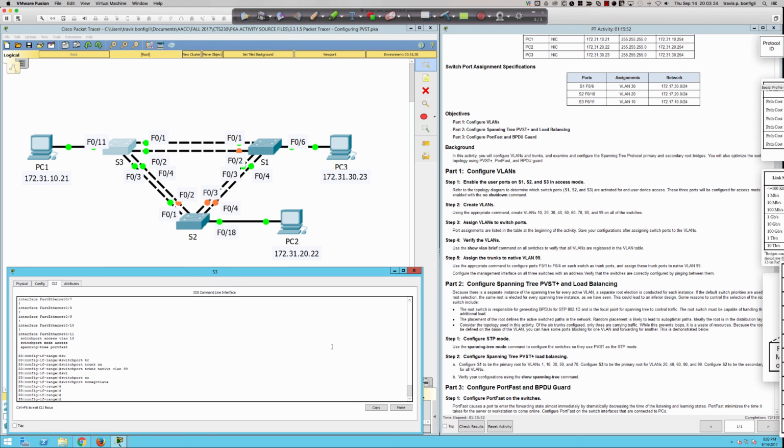So let's test connectivity now. So I'll do a quick write mem, and let's say ping 172.31.99.1. And it's going to have to ARP out undoubtedly, so we'll probably drop 2, and there we go. And then we've got connectivity. Can I ping 172.31.99.2, switch 2? And I can. So we've got connectivity. That's fantastic.